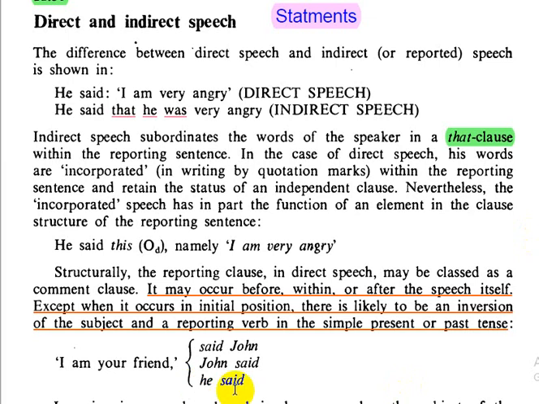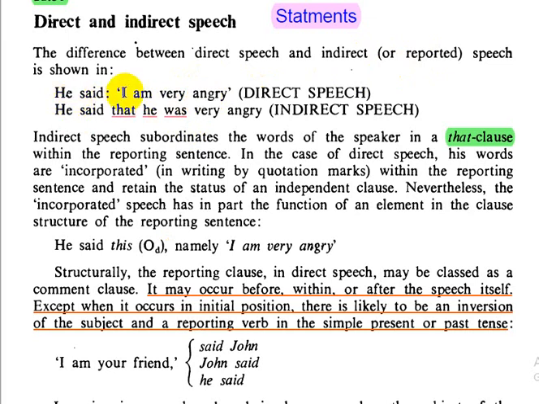So let's see examples here. The difference between direct and indirect speech. Sometimes indirect speech is called reported speech. Here we have examples. He said, I am very hungry. So this is a direct speech.